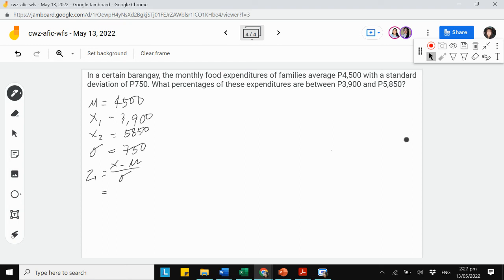So this is 3,900 minus 4,500 divided by 750. What is the value for Z1? Anyone?